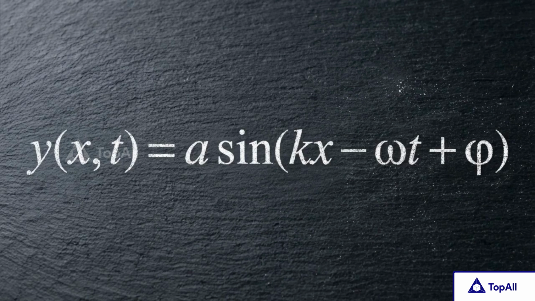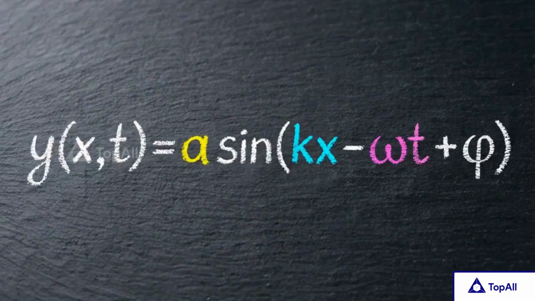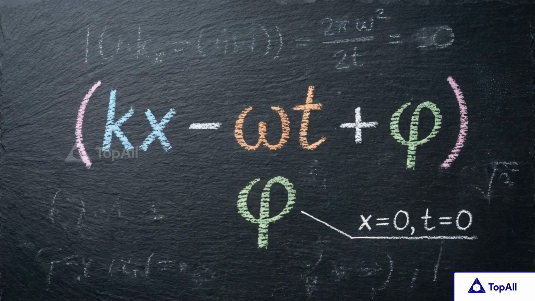Combining space and time gives us the complete displacement relation for a progressive wave. y(x,t) is equal to A sine (kx minus omega t plus phi). Here, A represents the maximum amplitude, k is the wave number, and omega is the angular frequency. The entire mathematical argument inside the sine function is known as the phase of the wave. The symbol phi represents the initial phase angle at x equals 0 and t equals 0, allowing us to perfectly align the equation with wherever the wave physically starts.